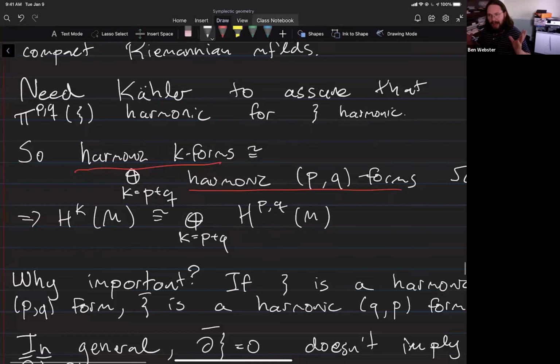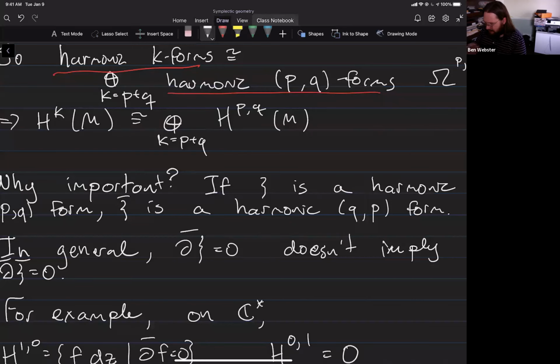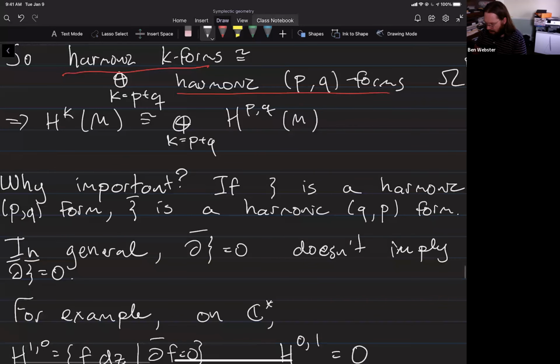So lots of bad things can happen if you're not in this compact Kähler situation. One important example here is, if I start with a harmonic (p,q) form, its complex conjugate is a harmonic (q,p) form. But if I were just looking at Dolbeault cohomology presented the usual way, then I have something del bar exact. But if I take its complex conjugate, there's no reason that it should be del bar exact, right?